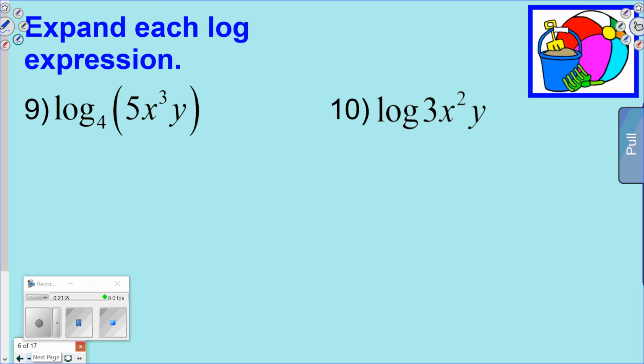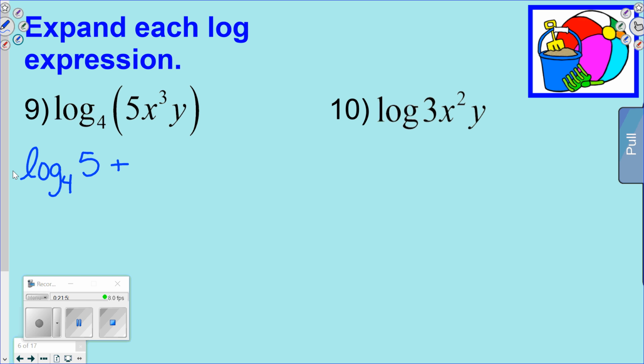Expand each log expression. So let's work on it again. How many times will I write log? 3. Because I have a 5, I have an x piece, and I have a y piece. So there's 3 pieces. I will write log 3 times. All right, so log base 4 of 5, first piece. It's being multiplied, so I'm going to write plus.